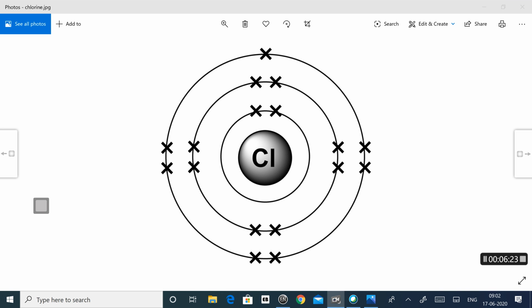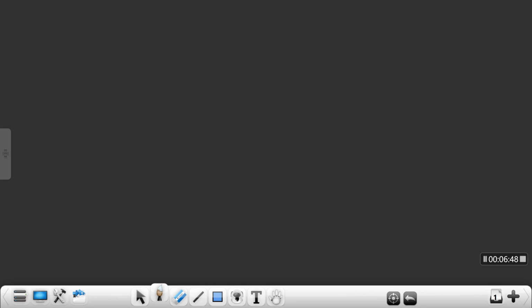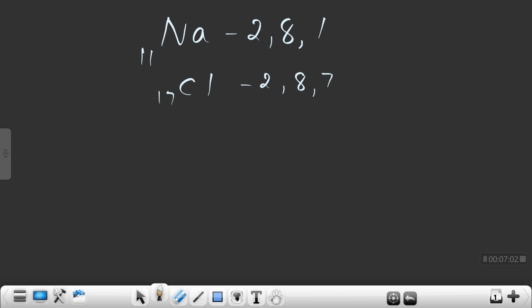2,8,8. It is stable. So in the case of sodium chloride, sodium combines with chlorine. Sodium loses 1 electron and it is transferred to chlorine. So it will become Na plus, and chlorine gains 1 electron and it will become Cl minus. Then it will change into a new compound NaCl. And look at sodium electronic configuration 2,8,1, atomic number 11. Chlorine 17, 2,8,7.